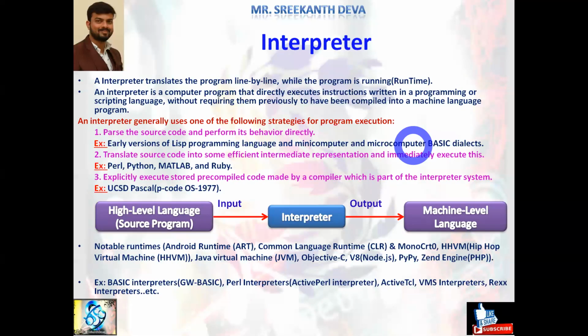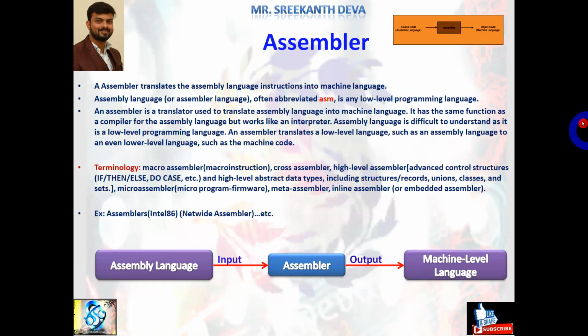Interpreter. Interpreter is a language translator. It translates the program line by line while the program is running at runtime. It provides several runtime environments like BASIC interpreters, GW-BASIC, Perl interpreters like ActivePerl interpreter, ActiveTCL, VMS interpreters like Rexx interpreters, and so on. These are all various interpreters. About interpreters also I discussed in detail in the previous video sessions: what interpreters are, how they function, what steps are involved, and what languages are interpreter based programming languages. I gave a detailed explanation. If you missed this video, kindly go through that one.